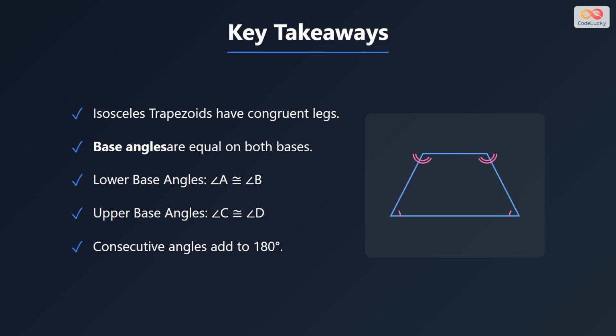To wrap up, remember these key points. Isosceles trapezoids have congruent legs. The base angles at the top are equal to each other, and the base angles at the bottom are equal to each other. Finally, any lower base angle plus the corresponding upper base angle will always add up to 180 degrees.